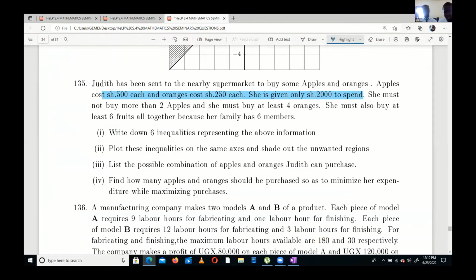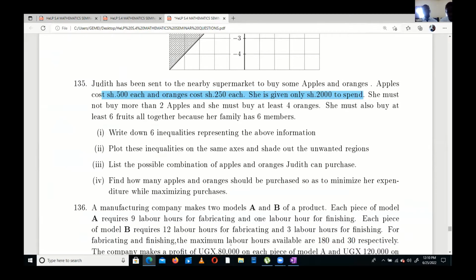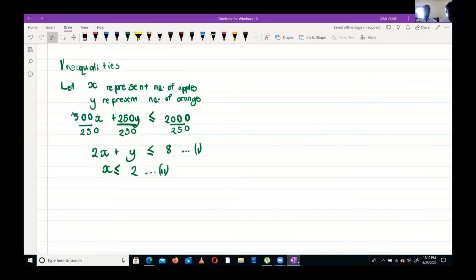The question continues to say she must buy at least 4 oranges, which means the number of oranges y that she is buying must be at least 4, which means it should be greater than or equal to 4. And this is our third inequality.